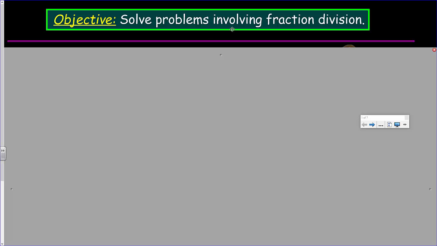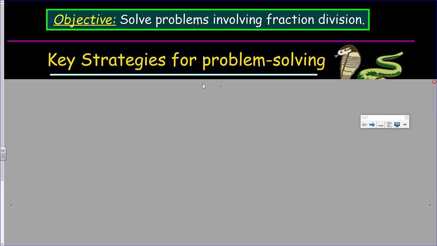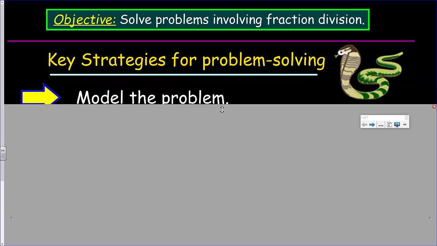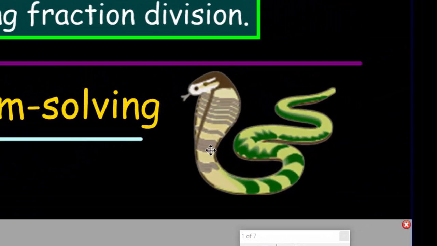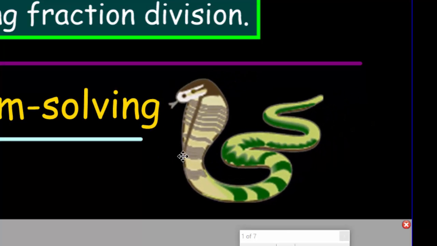It says here that we're going to be solving problems involving fraction division. In this video that I'm going to do today, it may be long. You're going to have to hang in there, as it will be covering a lot of material. This video is more of a review over many of the lessons prior on Eureka, Module 4. This is Lesson 27. So we're going to go ahead and review our key strategies for problem solving with our good buddy, Mr. Snake.